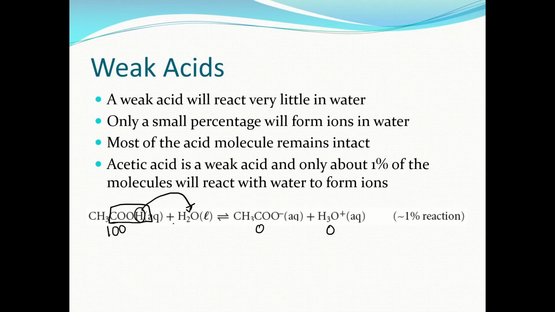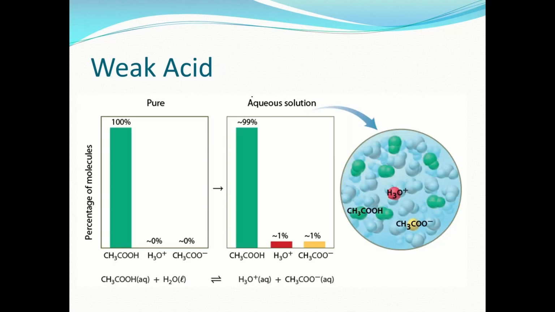That doesn't happen very often. After this is allowed to reach equilibrium, we're still going to have 99 of these, and only 1 of them out of 100 has turned into ions. So that's why we don't have very many ions, and that's why our light bulb doesn't glow very brightly. Here's another way of looking at it. We start off with all our acid, we allow it to mix in water, and we only make about 1% ions.